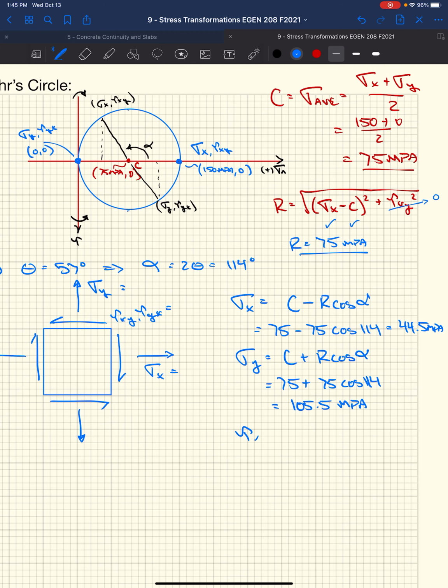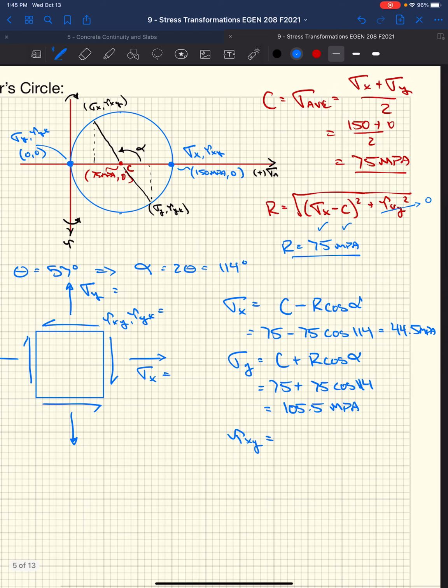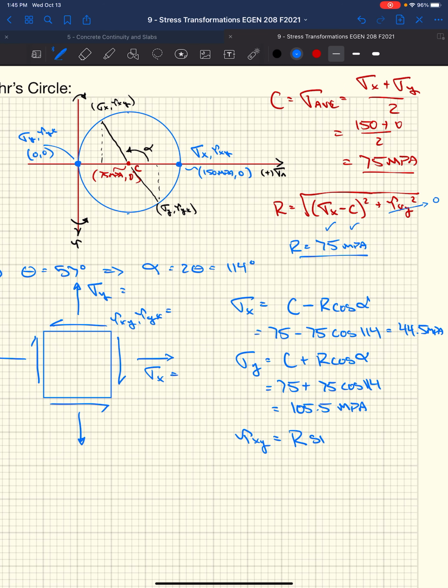And tau xy. Well, tau xy is essentially just the vertical component of this radius, right? It's going to be equal above and below. So we can say that tau xy is r sine of alpha, right? So we've got 75 times the sine of 114. 68.5 megapascals.